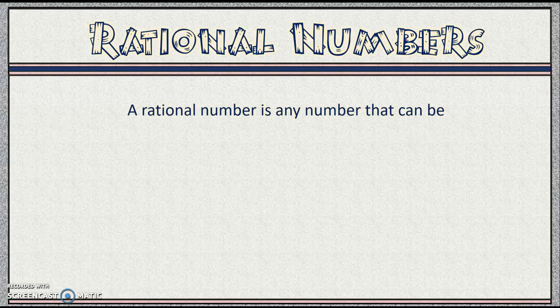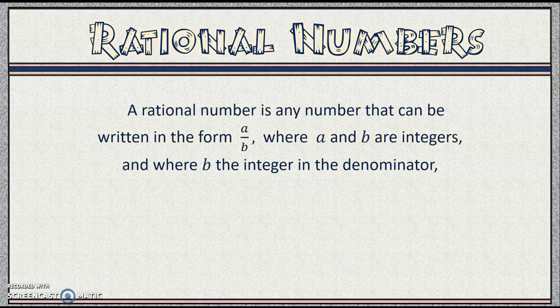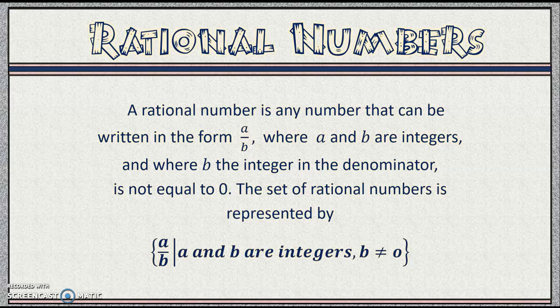A rational number is any number that can be written in the form a over b, where a and b are integers and where b, the integer in the denominator, is not equal to 0. The set of rational numbers is represented by a over b, such that a and b are integers and b is not equal to 0.